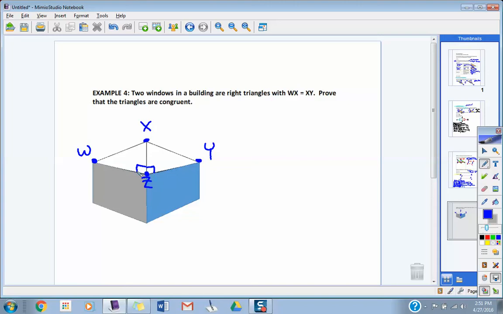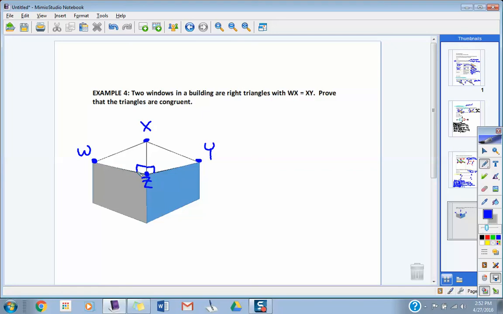Now, guys, anytime we're talking about proving triangles congruent, there should be a big red flag that goes up when you see right triangles. You should automatically think hypotenuse leg, okay? Hypotenuse leg. All right, so let's see what we know here.